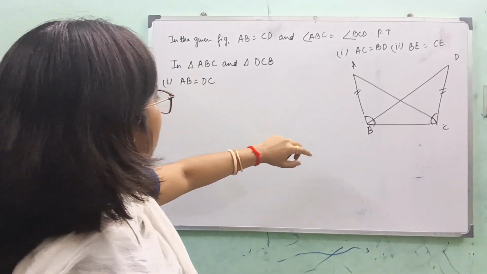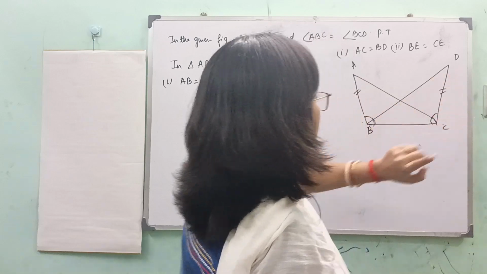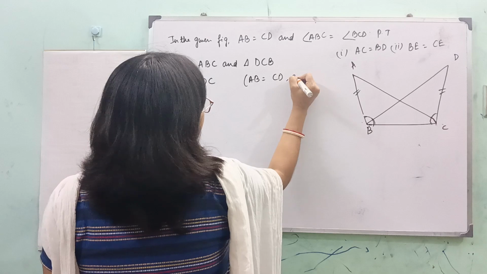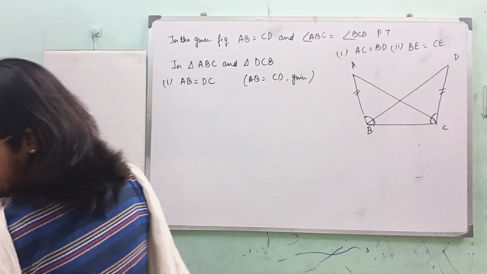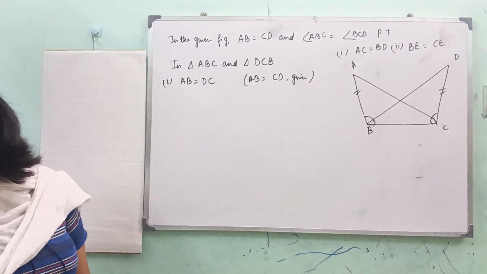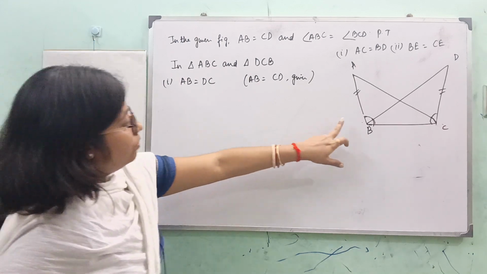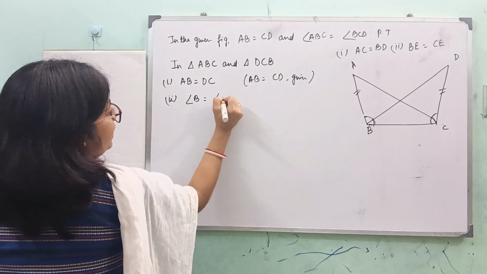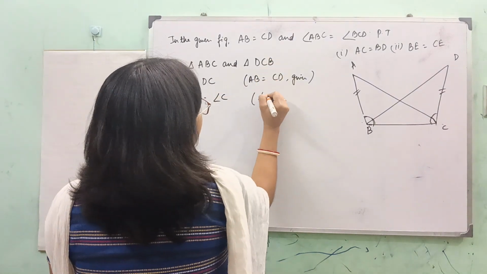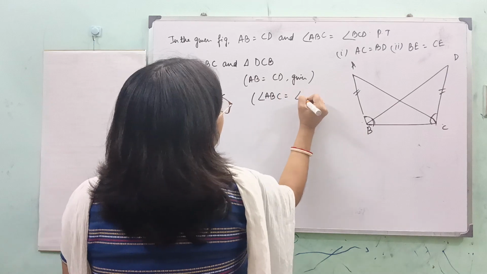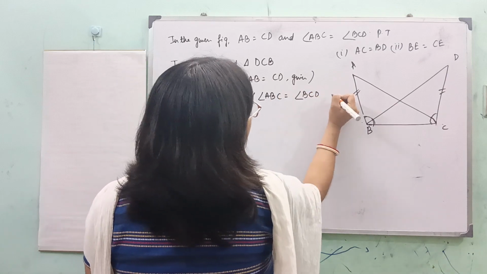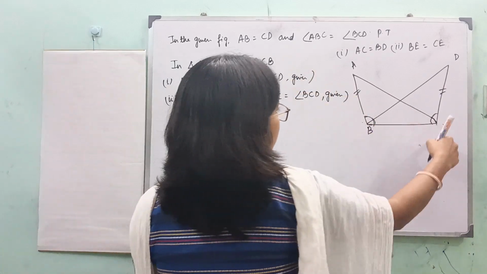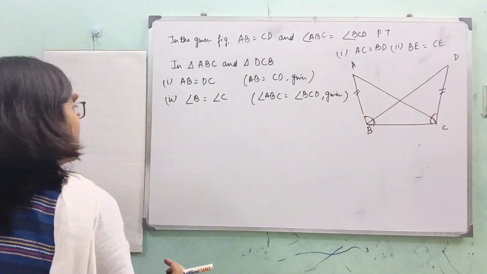So AB is equal to DC. This is because AB equal to CD is given. Alright. Next we are coming to the angle. Second, angle B equal to angle C. Why? It is given to you: angle ABC is equal to angle BCD. This is also given to you. So we can say angle B and angle C are equal.